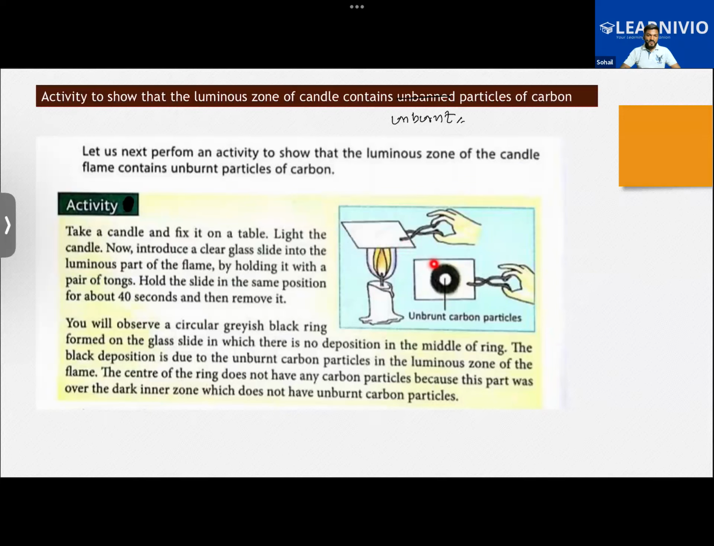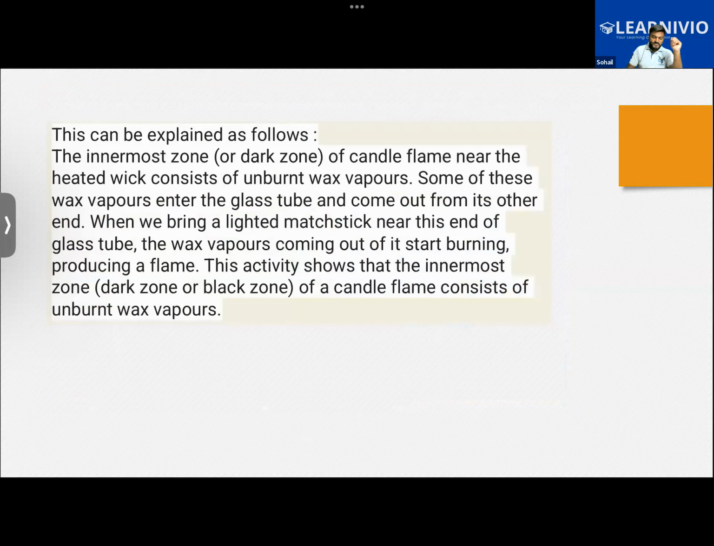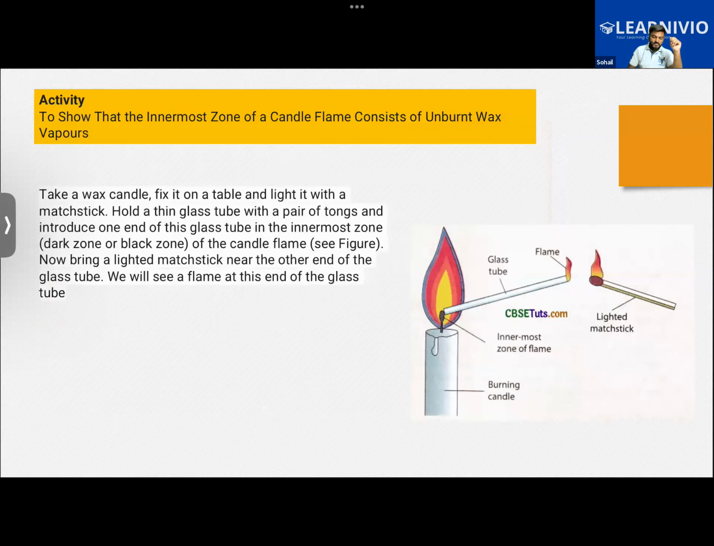Why is the middle of this ring not black? Why is there no deposition of carbon on the middle zone, on the middle of the ring? Think of this. Because as we learned, this zone was not exposed to the middle zone, but it was exposed to the innermost zone. Getting it?